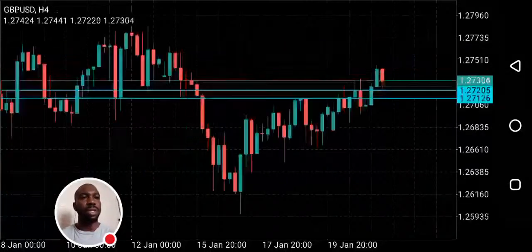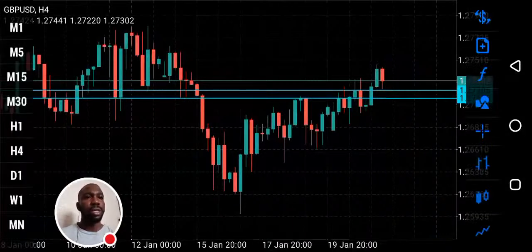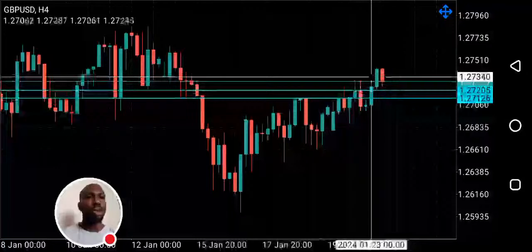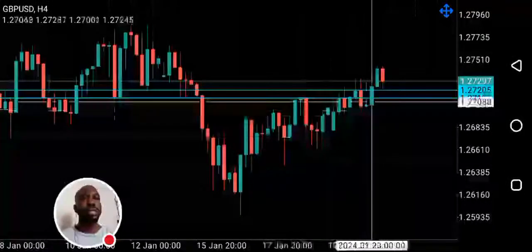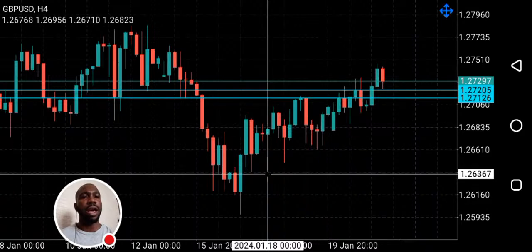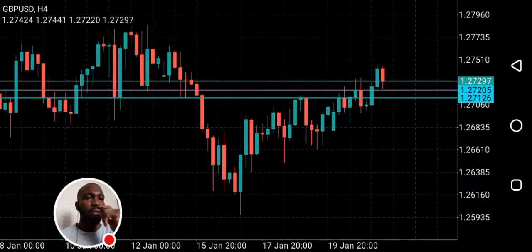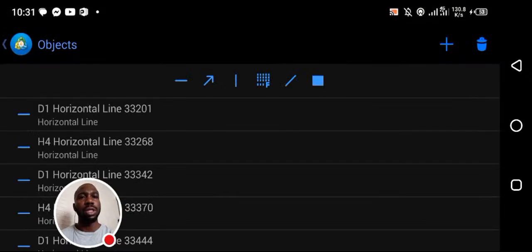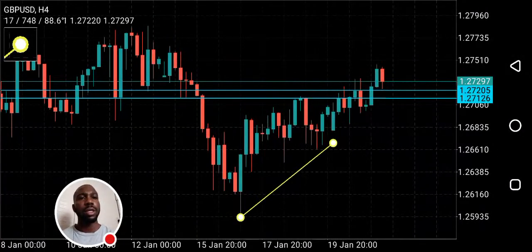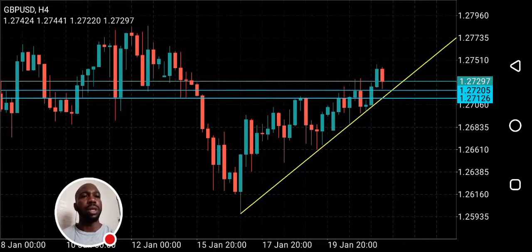GBP/USD is bullish. My bias on GBP/USD is bullish. Reason being that on 4 hour, you can see a resistance has been broken. And if you look at the structure, this is a bullish structure. It's been forming a series of higher high, higher low, higher high, higher low. And if you apply your trend line also, you would see that the market is in an upward trend. Can you see this? So that's my take on GBP/USD.